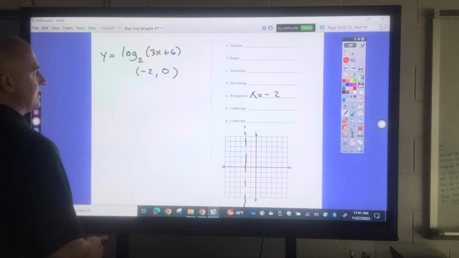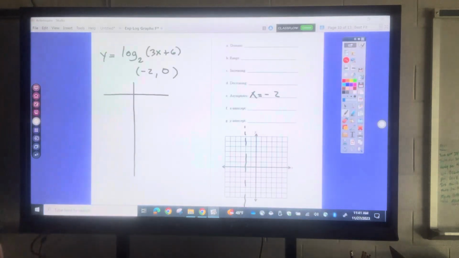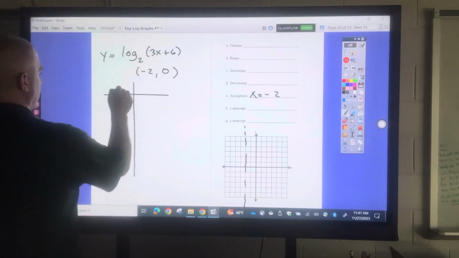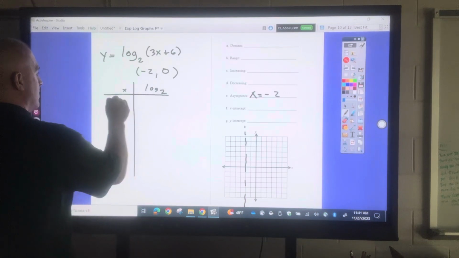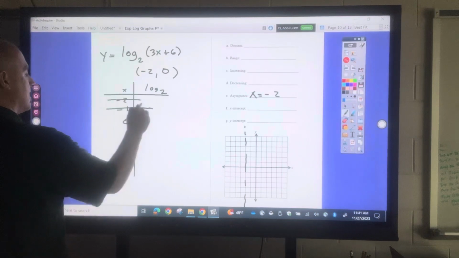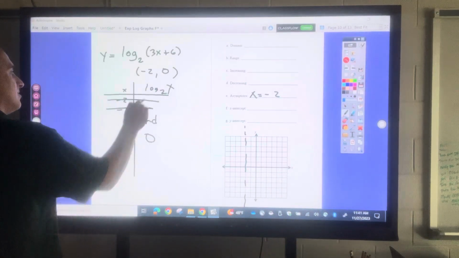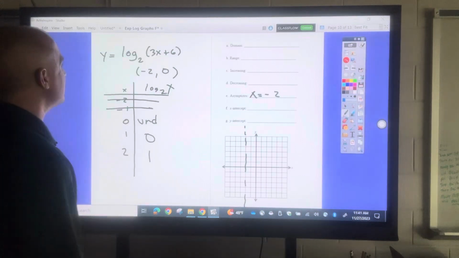All right. And so I want to make my chart here. I've got x and y. I'll do log 2. -2, -1, 0, 1, and 2. These I can't use. This I know is undefined. 2 to the 1 is 0. 2 to the second would be 1. Okay, now I would solve the inside.